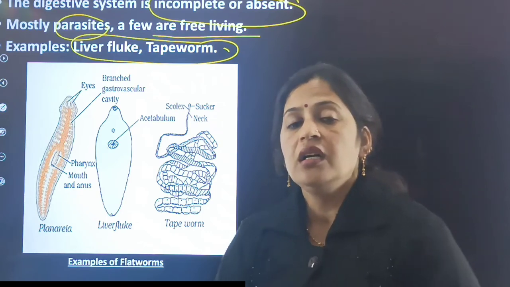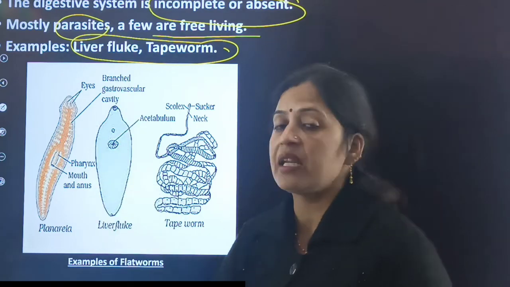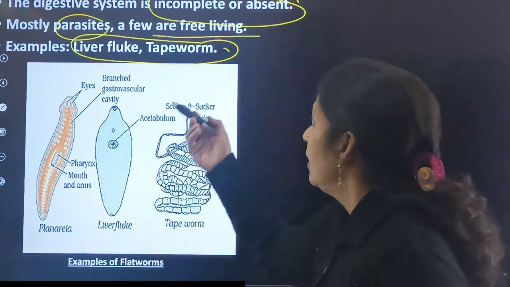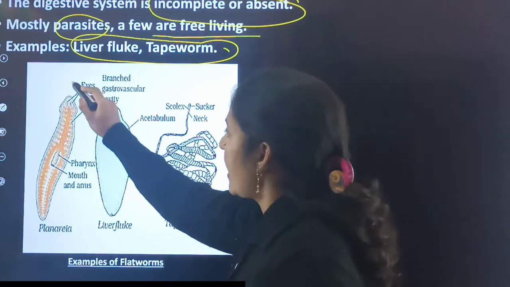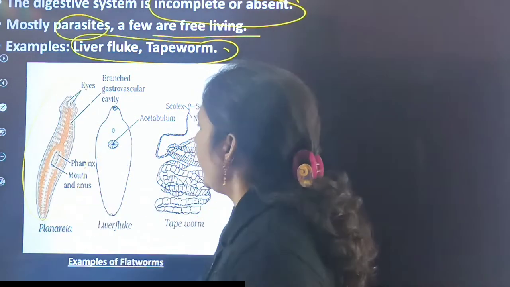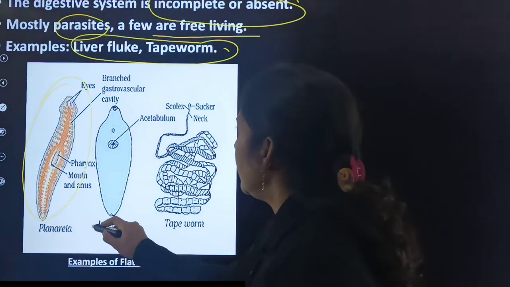These are the important examples of the Platyhelminthes, and the examples are liver fluke as well as tapeworm. These are the examples of the flatworm. This is the example of flatworm, and the example is planaria. Second one is the liver fluke.